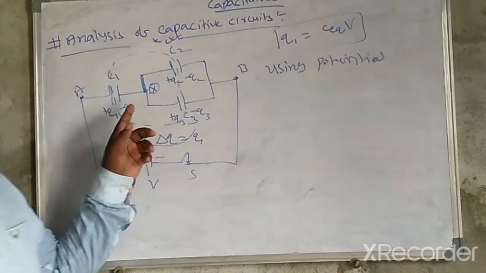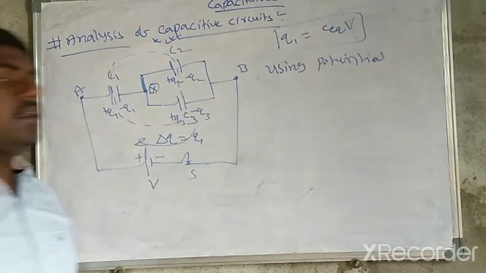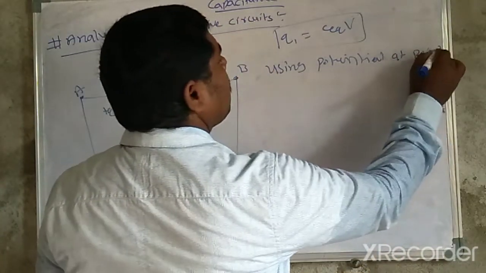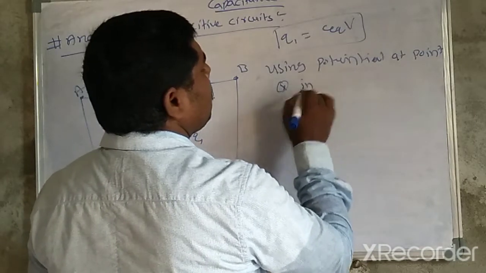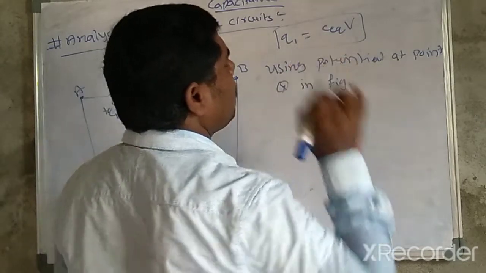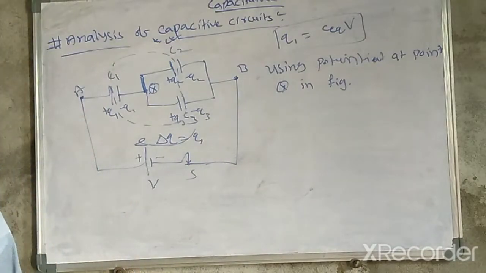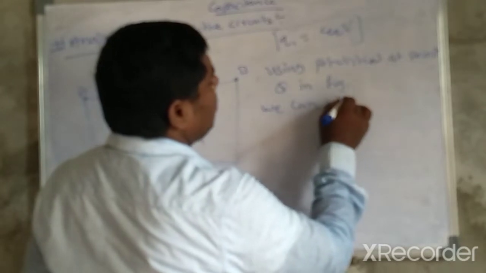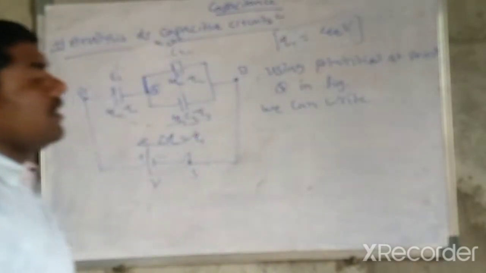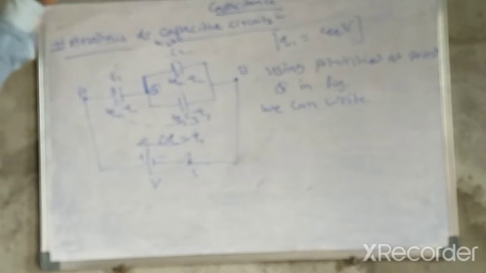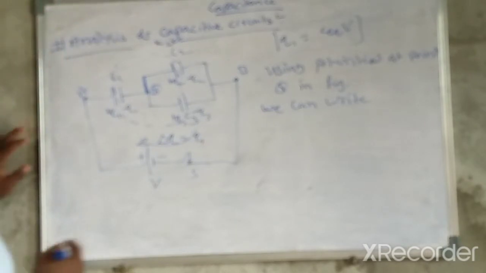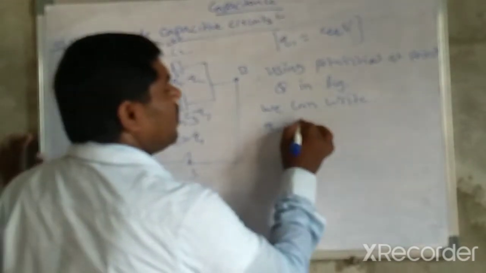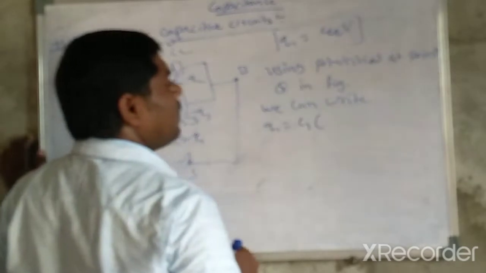So using here the potential at point X in figure, we can write, so here the junction, so here the potential only. So here Q1 is equal to C1 into potential difference. So here the potential difference.